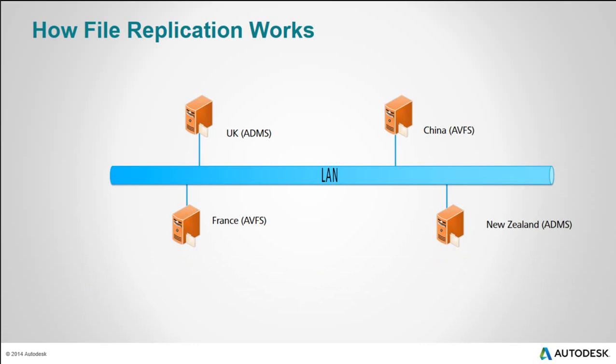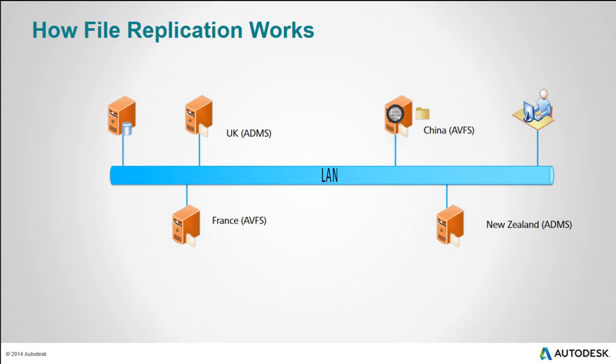But what happens when a user checks in a file? How does that get to the other servers? Let's see. So here's a user. He checks a file into AVFS B. Using the HTTP protocol, that file is sent over the LAN as a SOAP packet to the AVFS file server. The file is now located in the file store of AVFS in China.